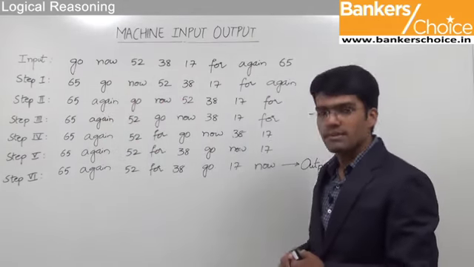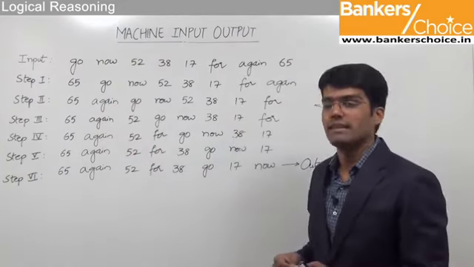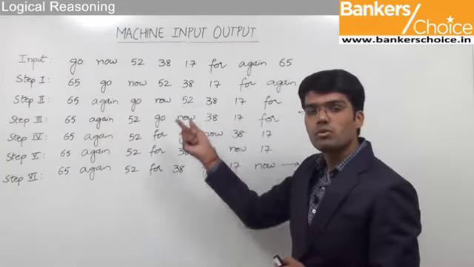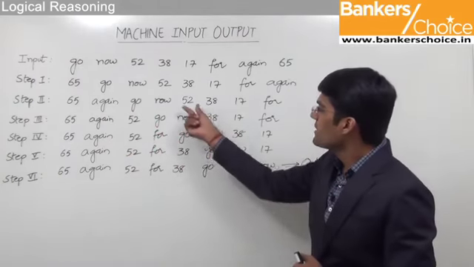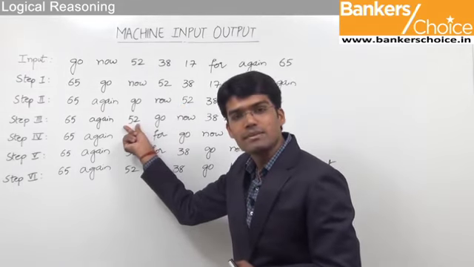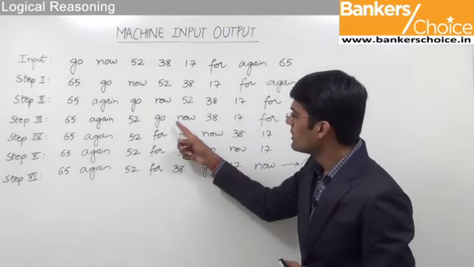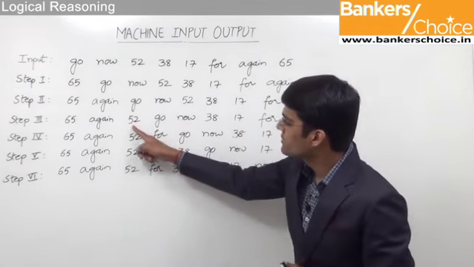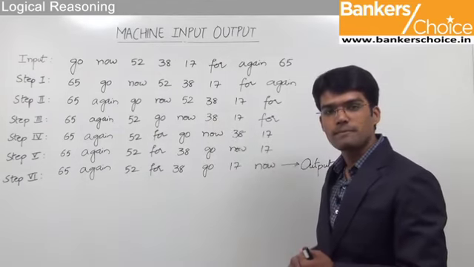Likewise, if we move to step 3, we know that after again, we need a number. And that number here should be 52 as we are following the decreasing order. So 52 is brought from this position to the third position in step 3 and the remaining elements are simply pushed aside. That is go, now, 52 has come to third place and then 38, 17 and for.